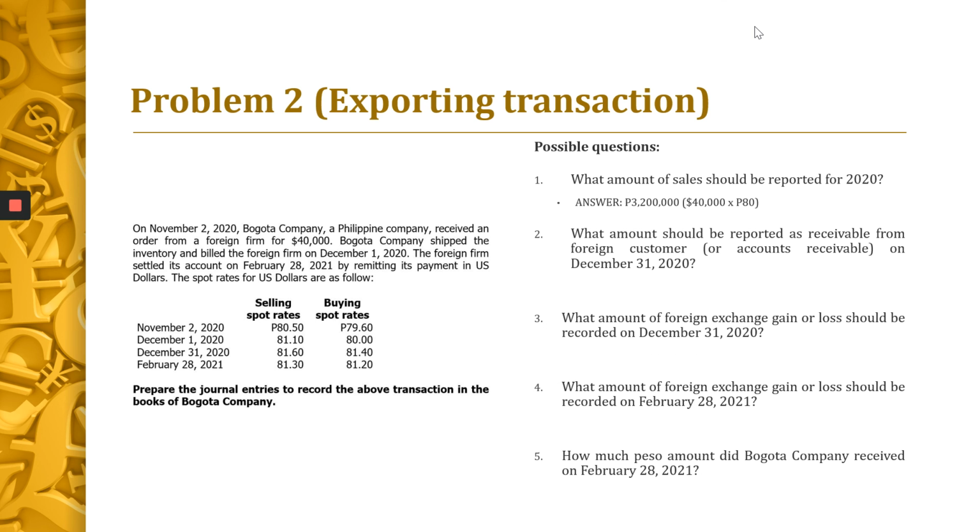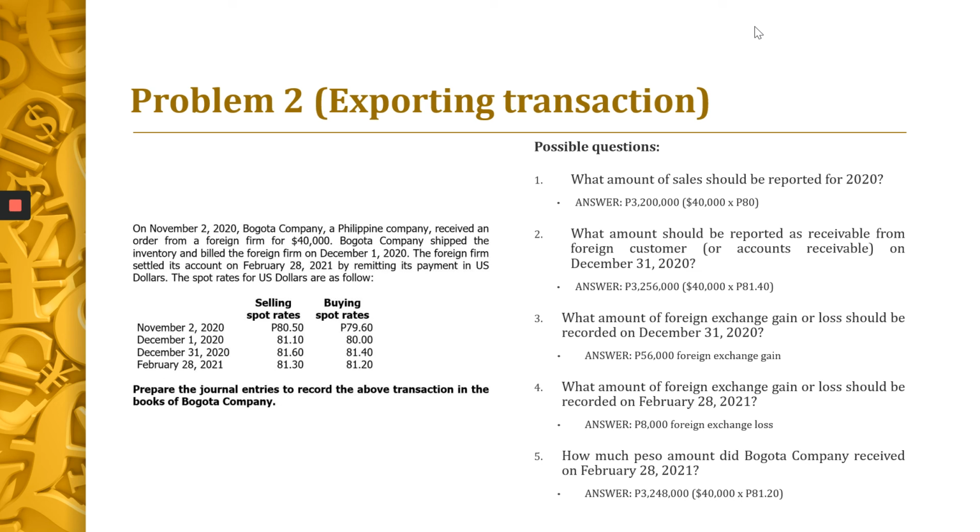Answer for number 1, 3.2 million. Makukuha niyo yan sa journal entries natin kanina. What amount should be reported as accounts receivable? That is 3,256,000. Number 3, 56,000 forex gain. Number 4, 8,000 forex loss. And last one, 3,248,000.